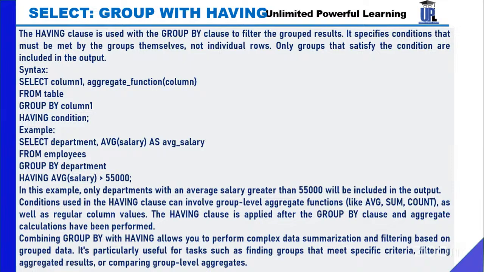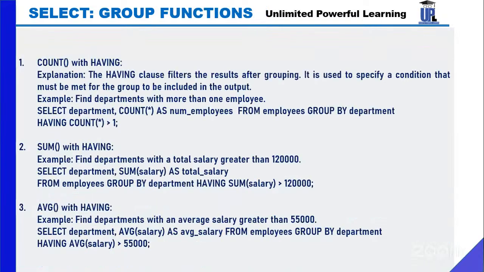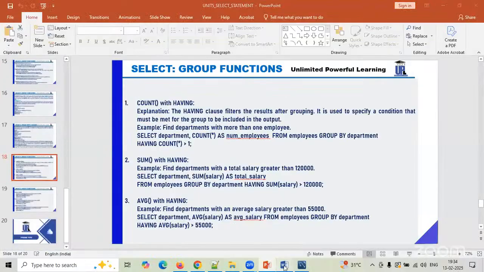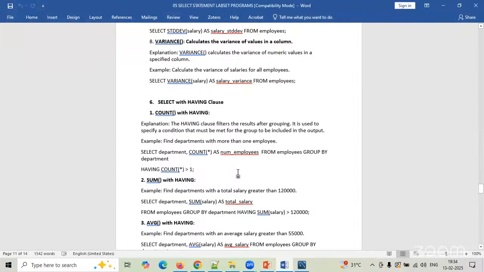Like the average salary of the department, something I wanted to apply. So these are the best examples to do the count with having, sum with having. Okay, we can do those examples also for better understanding. So let me go there, understand this.